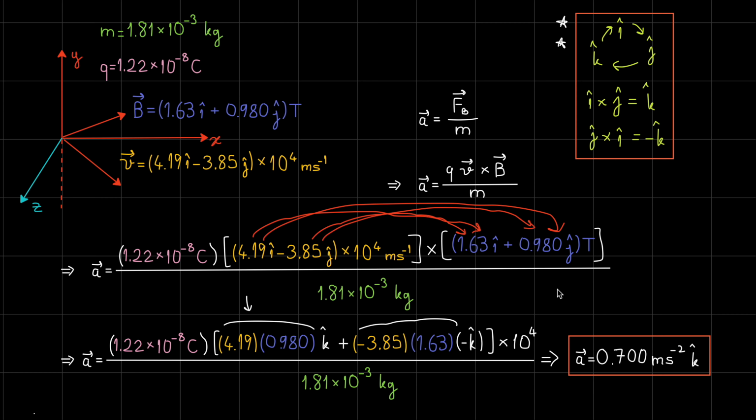And when we do the calculation, keeping three significant figures, we get acceleration vector 0.700 meters per second squared in the positive z direction. That's plus k hat.